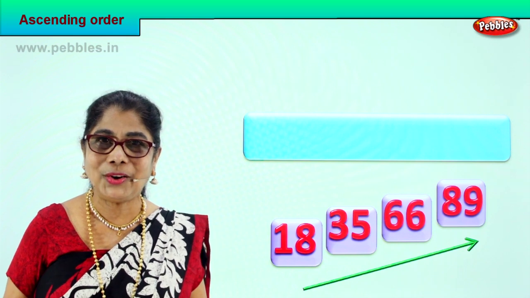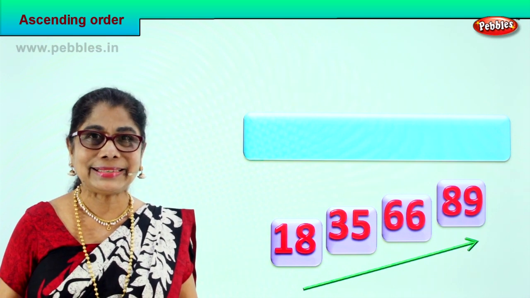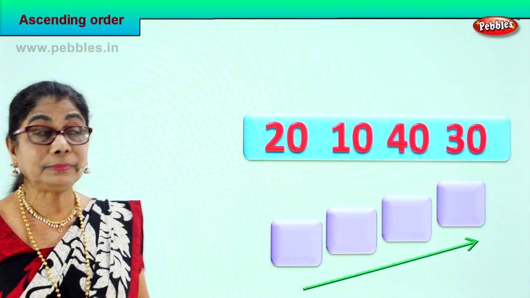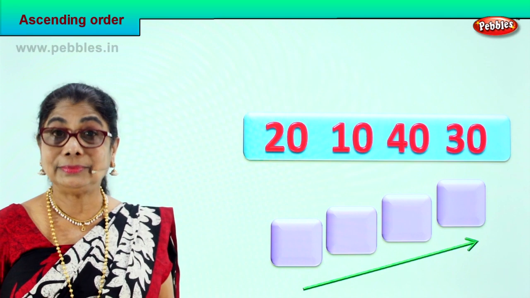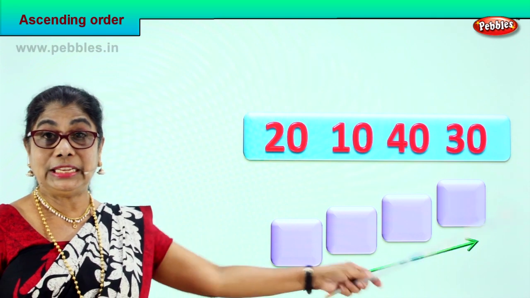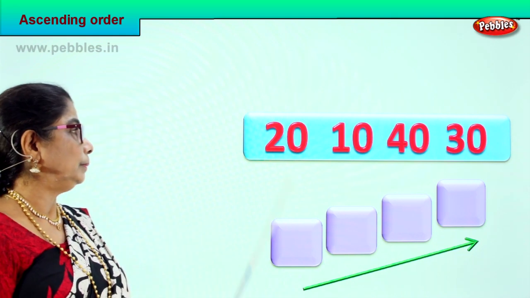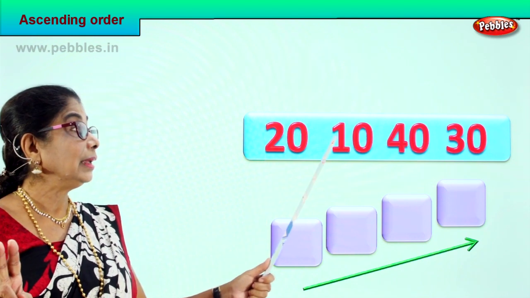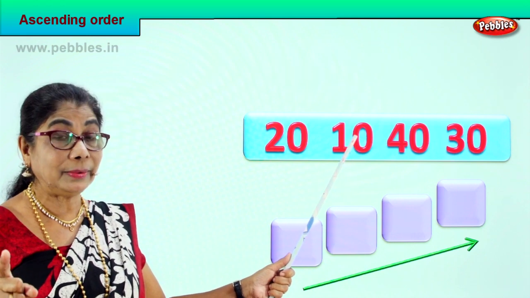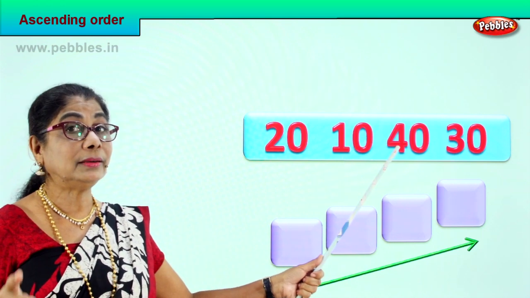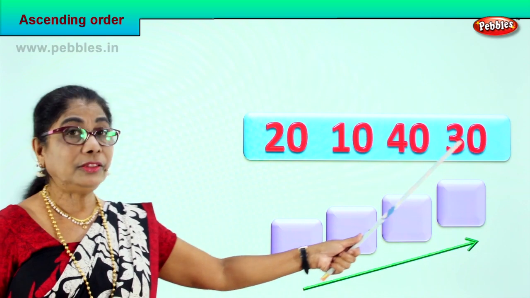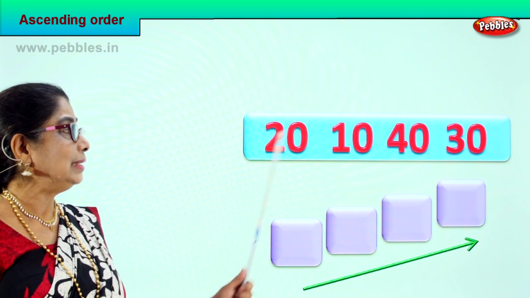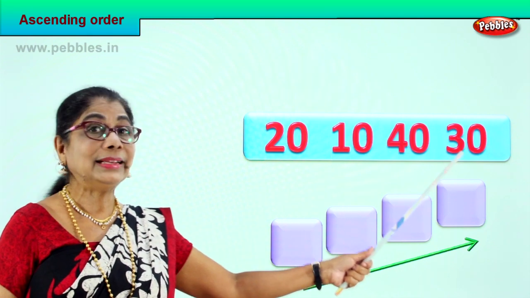Did you learn ascending order? Good. Shall we take another exercise? Good. Look at the numbers. Identify the tens in each of these numbers. Look, we have 20 here, so it is 2 tens. 10 here, that is 1 ten. 40 here, that is 4 tens. And 30 here, that is 3 tens. So, 2 tens, 1 ten, 4 tens, 3 tens.